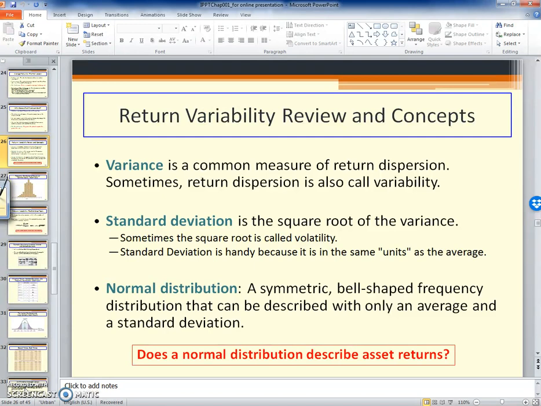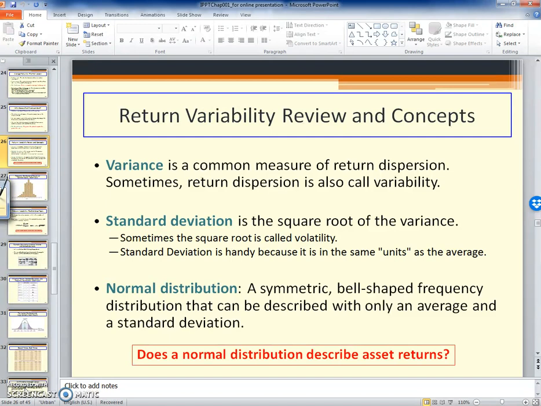The standard deviation is the square root of the variance. Sometimes the square root is called the volatility. Standard deviation is handy because it is in the same units as the average. So standard deviation is a measure of dispersion of the returns, and it measures the risk of the stock. In this case, it's how the stock is moving up and down erratically, right? Or how much it moves from about the mean. That's what the standard deviation is.